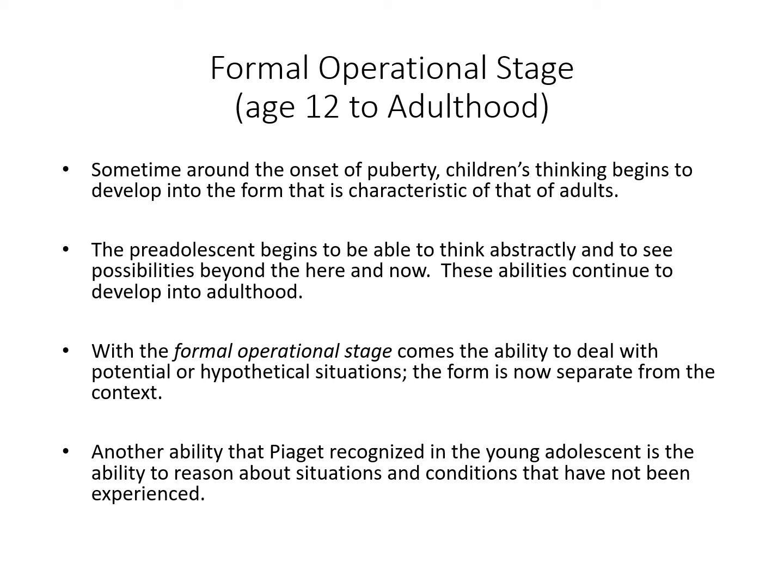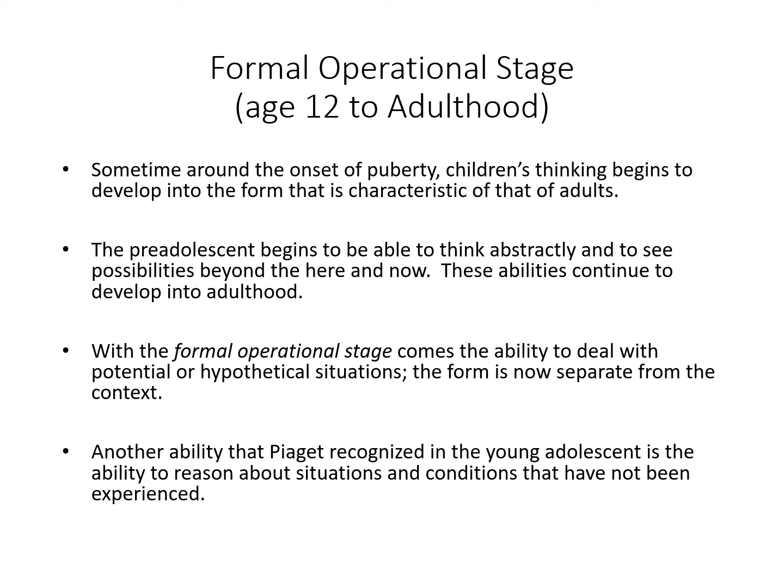The last stage is known as the formal operational stage. Children enter that at age 11 or 12, and it progresses through adulthood. This occurs in the middle of middle school and goes through adulthood. Sometime around the onset of puberty, children's thinking begins to develop into the form that is characteristic of that of adults. The pre-adolescent begins to think more abstractly and to see possibilities beyond the here and now. These abilities continue to develop into adulthood.